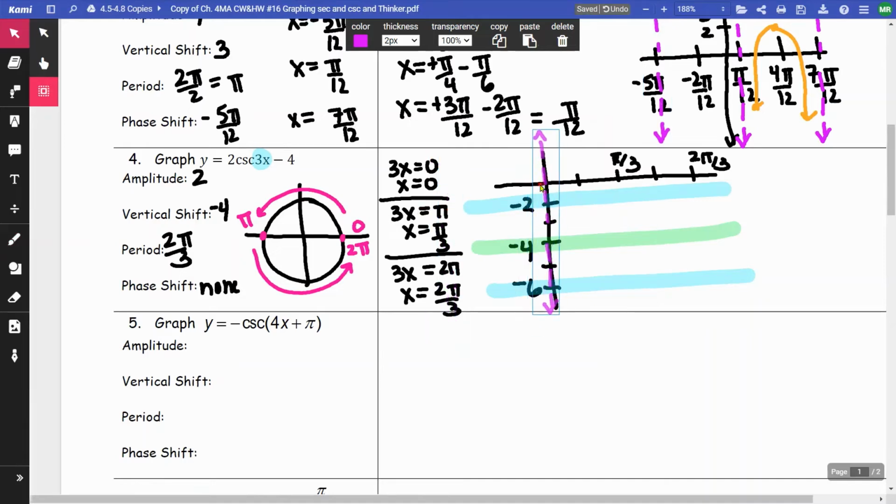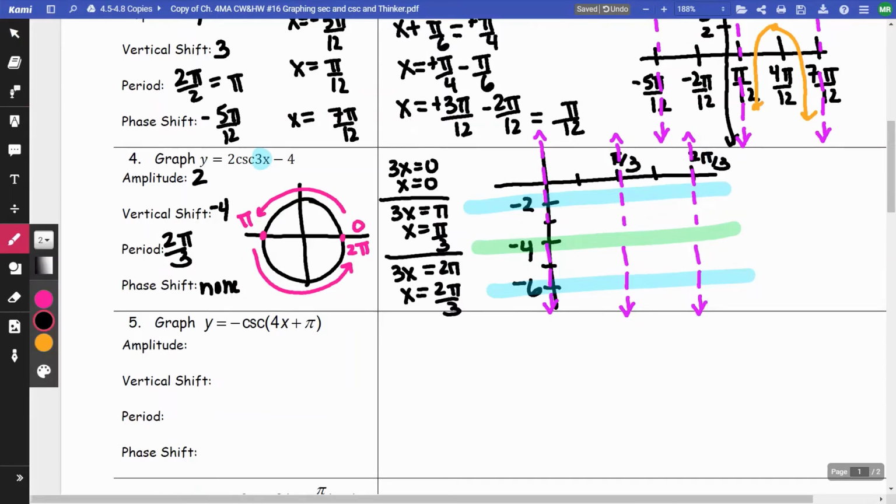Okay, so I have one on the y-axis. I have one at pi thirds. And I have one at 2 pi thirds. So again, those equations are going to be x equals 0, x equals pi thirds, and x equals 2 pi thirds.